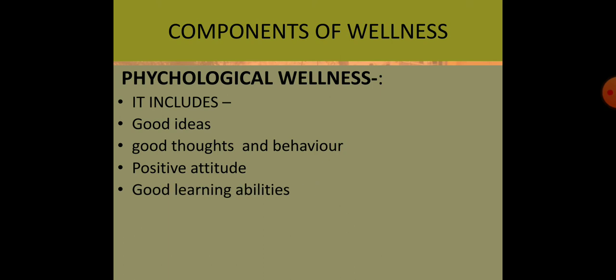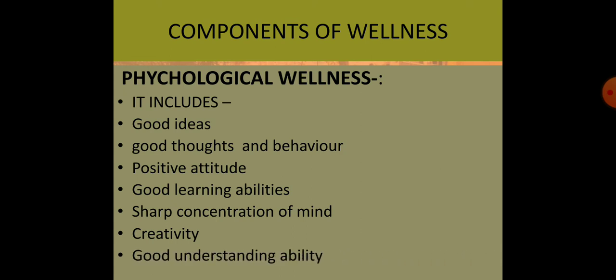Good learning abilities. We must learn properly whatever we are learning. So the ability of learning can be developed for developing psychological wellness. The concentration of the mind, there should be sharp concentration of the mind. The mind should be focused towards whatever we are doing. Creativity, our mind should be creative. We must have good understanding abilities. So these things can help us to develop psychological wellness.